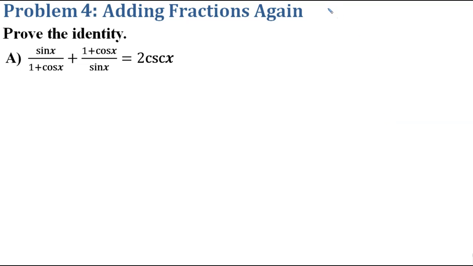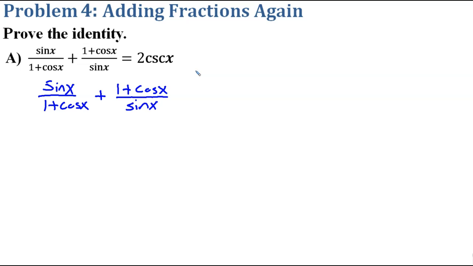Problem 4, I'm going to say, is adding fractions again, adding uglier fractions. Okay, again, we've got an identity to prove with some ugly looking fractions on the left. No tricks about this one. We'll start on the left side. That's the ugly side. So I'm going to rewrite this. So my start, sine of x over 1 plus cosine x, plus 1 plus cosine x over sine x. I want to prove that's equal to this 2 cosecant x.